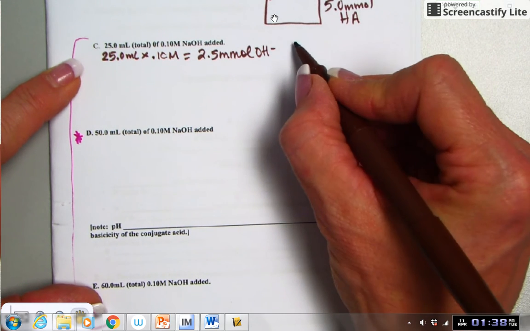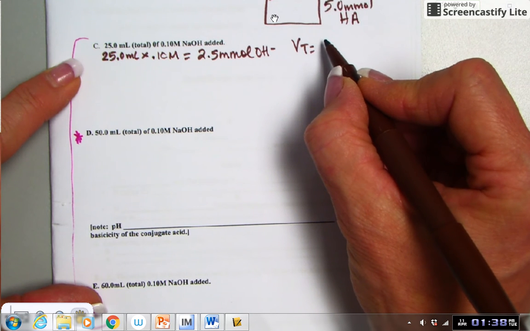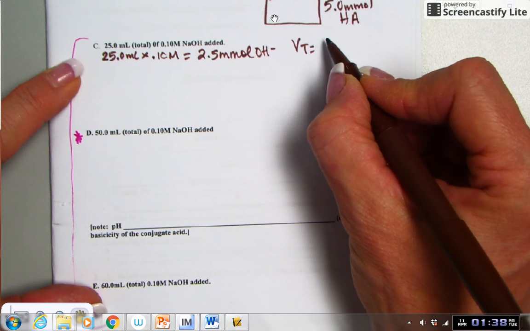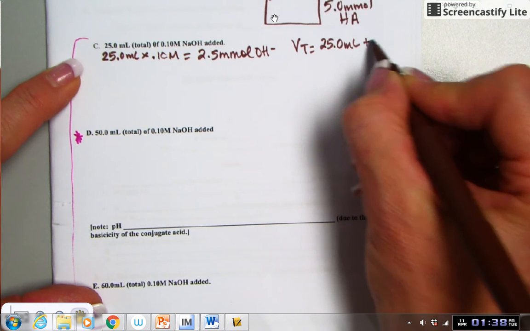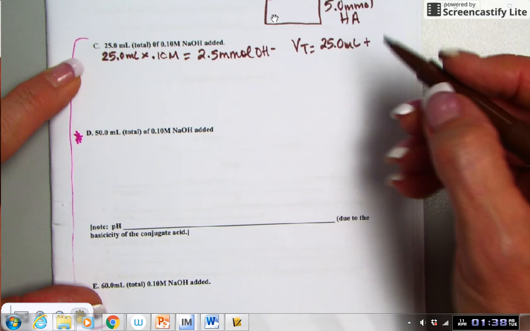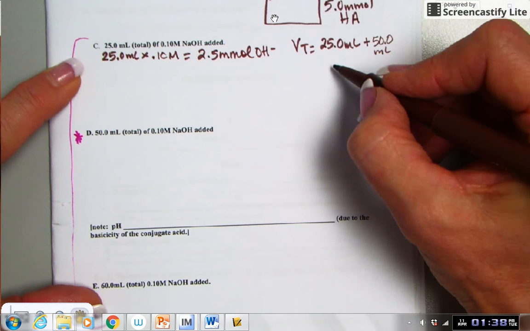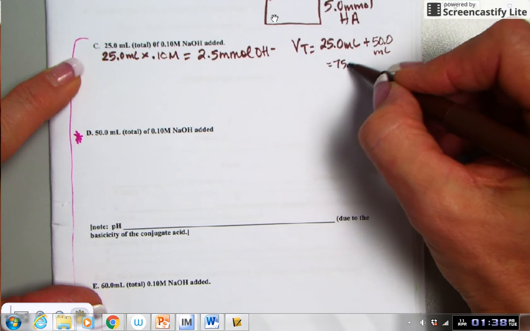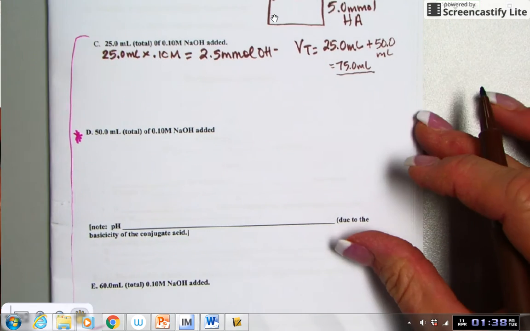I'm also going to go ahead and do my V total calculation. So for V total on part C, we've got 25.0 milliliters plus we already had a total of 50 milliliters in the flask. So we have a total of 75.0 milliliters for the V total when we need that later.